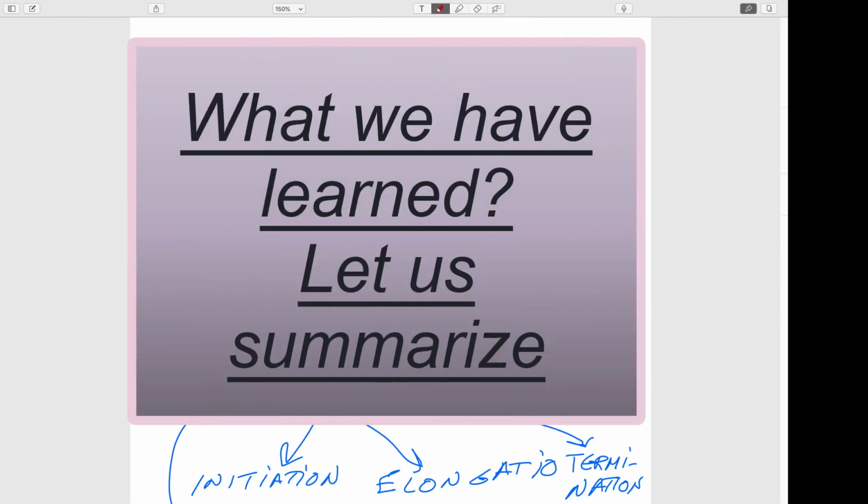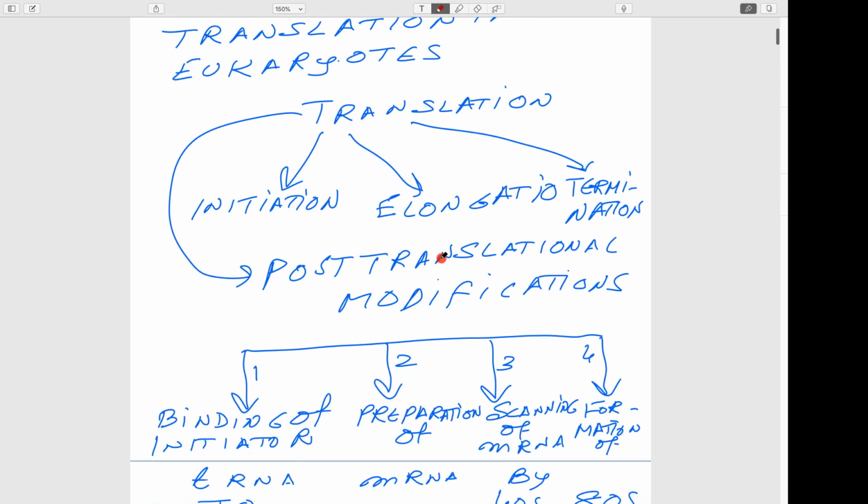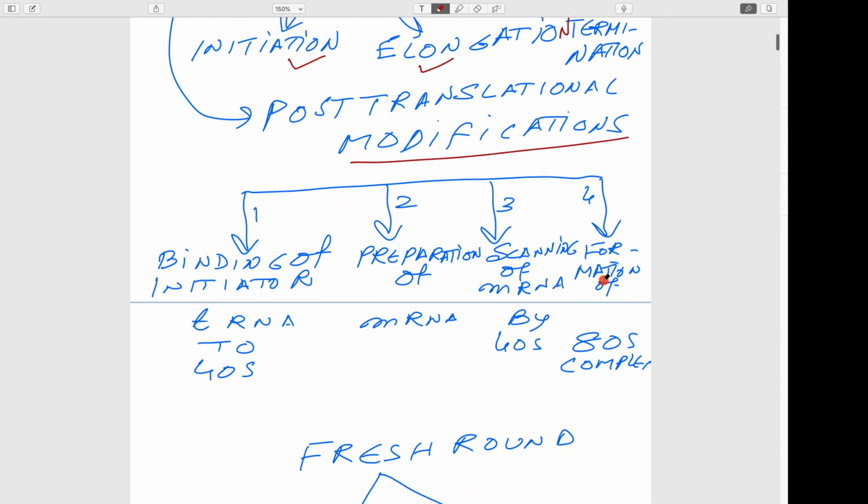Let me summarize so far what we have learned in eukaryotic initiation in the process of translation. The objective we have set has four steps that we have learned one by one. Before going to the detailed discussion, as you know, translation has initiation, elongation, termination, and also post-translational modifications. So what are those four steps?